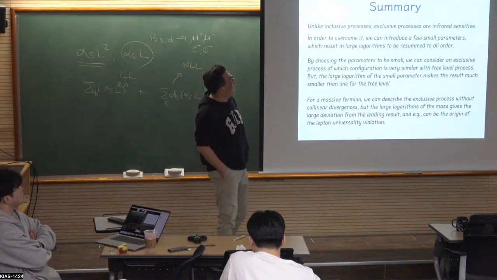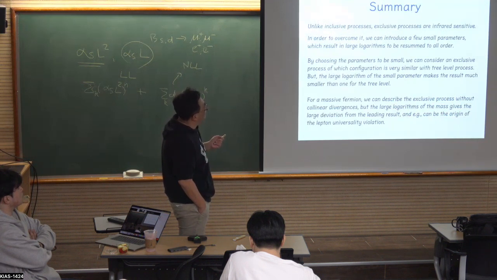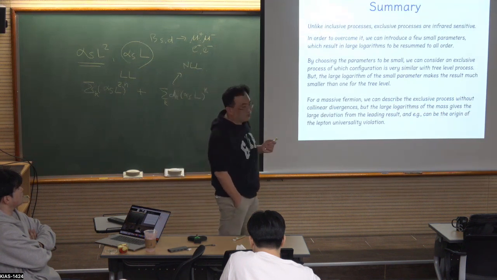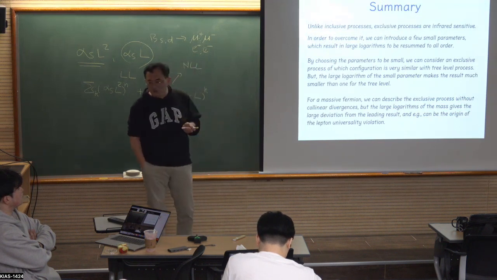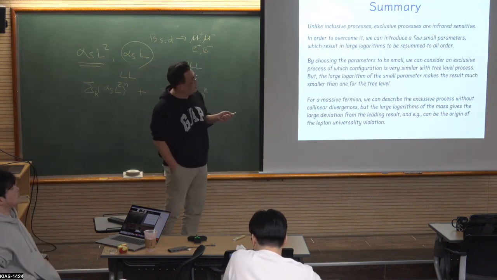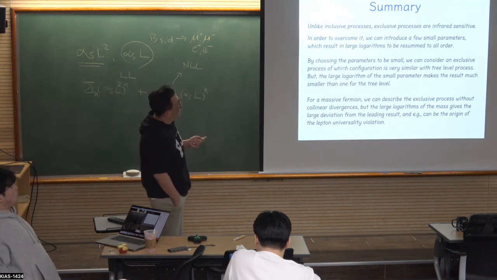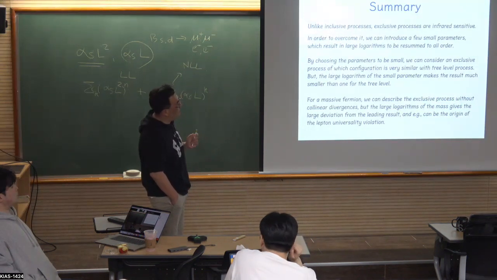So finally, let me summarize. Unlike inclusive processes, exclusive processes are infrared sensitive. In order to overcome this, we can introduce a small parameter, but that results in a large log to be resummed, or in alpha coupling constant. By choosing the parameter to be small, we can consider an exclusive process whose configuration is very similar to the tree-level process.